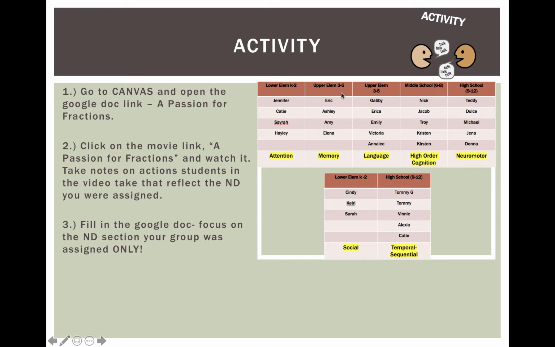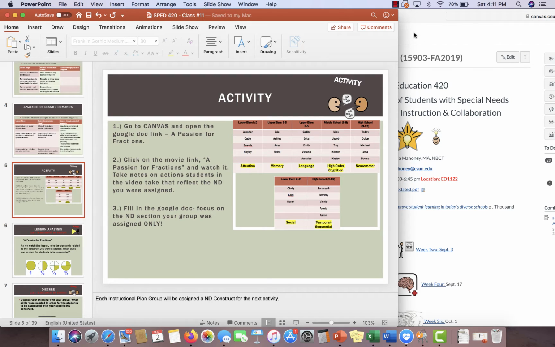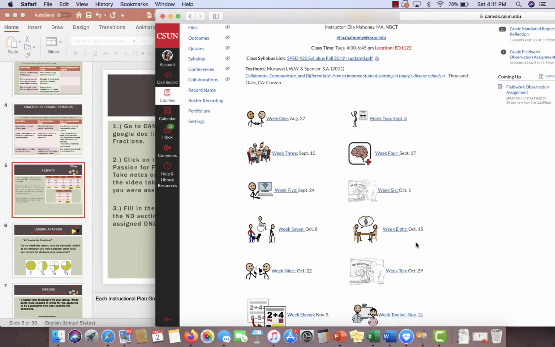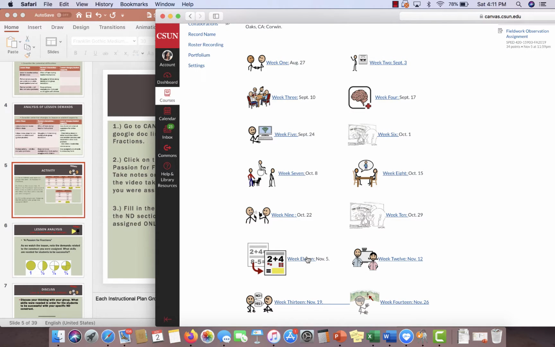Upper elementary 3 to 5, Eric, Ashley, Amy, and Elena, you guys are going to focus on the memory neurodevelopmental construct, and so forth. Okay, so let me go ahead and walk you through this activity. It says here you're going to go to Canvas and open the Google Doc link. So I'm going to exit out from the PowerPoint and go to week 11.